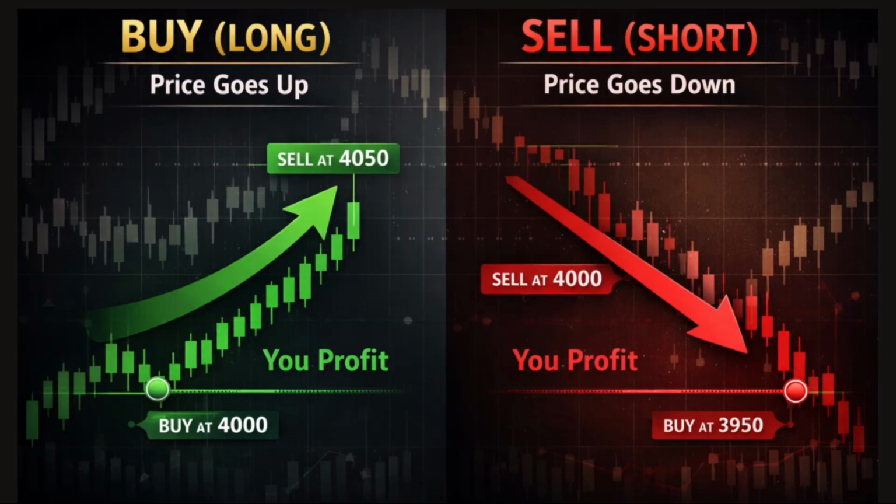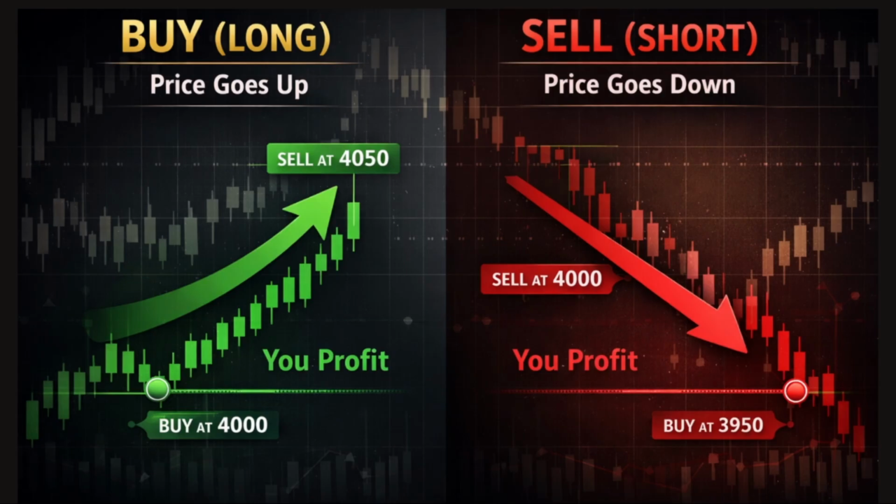All right, so let's look at a simple example so you can visually understand how traders make money from the price movement. Now, on the left side of the image, we see an example of a buy trade, also called going long. In this example, the trader buys the market at 4,000. The trader believes the price is going to rise. So as the market moves upward, the price eventually reaches 4,050. And at that point, the trader closes the trade by selling. Since the price moved from 4,000 up to 4,050, the trader captures that price movement and makes a profit. So the basic idea is simple. You buy low, and if the price goes higher, you profit.